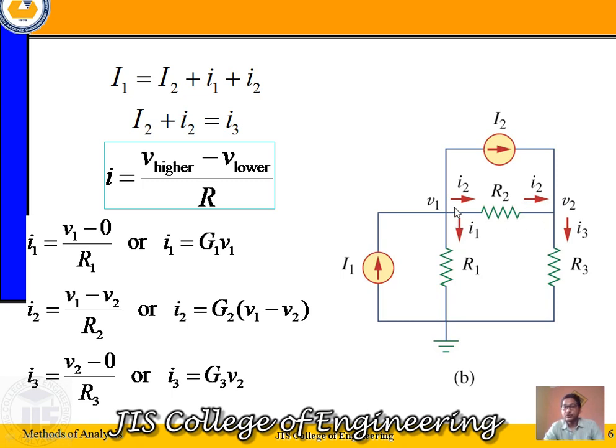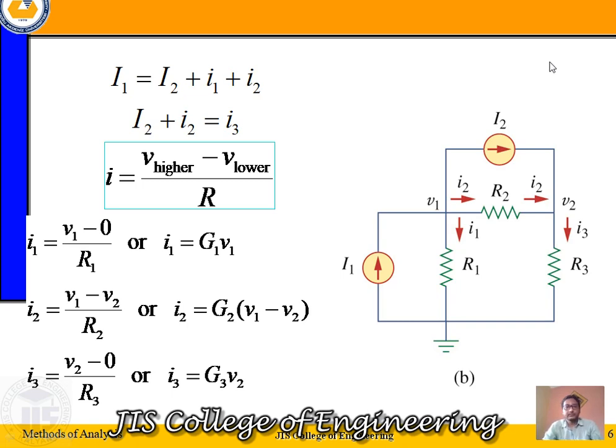So the voltage difference will be V1 minus V2 for this small I2 current. Similarly, for this I3 current also, we have considered the current going downwards. So here the potential difference will be V2 minus the voltage of the point where the current is going. The current is going to the point of 0 voltage. So for this small I3 current, the voltage difference will be V2 minus 0. By applying this logic, we can find the values of whatever currents.